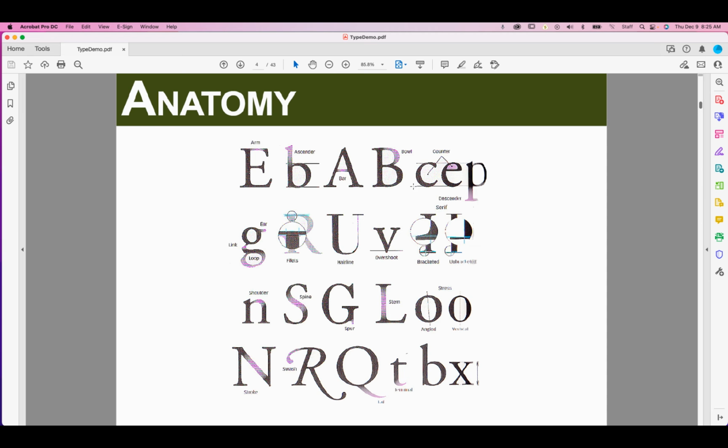Descenders are, actually, let's start with baseline. Baseline is where most of the bottom of the letters sit. So think about it in lined paper. It's the little blue line on your lined paper. Anything that drops below that is called a descender.